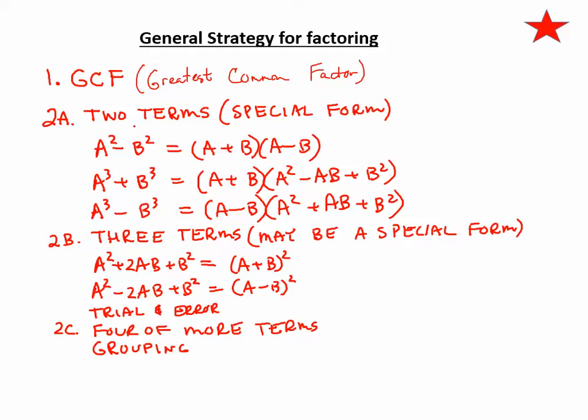Step 2 of factoring, if you have 2 terms, it has to be a special form. And we just covered those just now. It's either a difference of 2 perfect squares, sum of 2 perfect cubes, or a difference of 2 perfect cubes. And they factor into these right here.